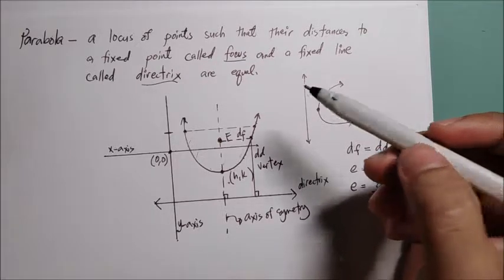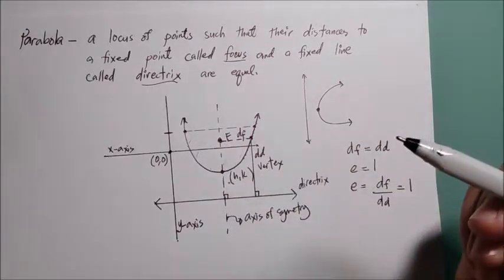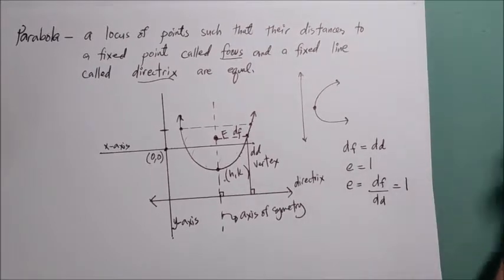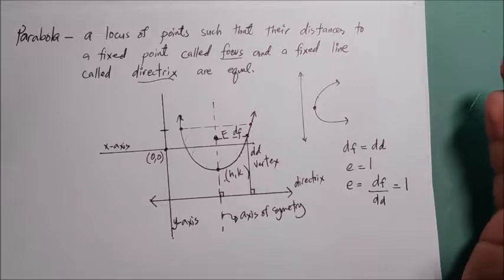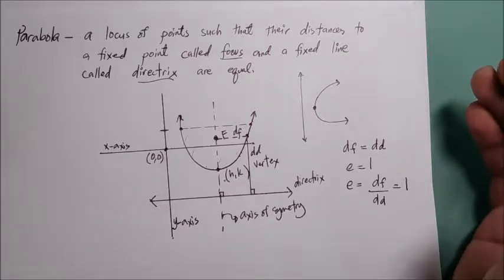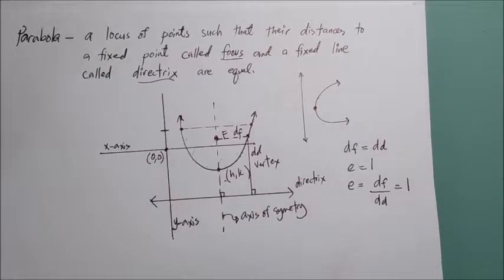Now, how to determine the location of the focus and the location of the directrix? Okay, that would be another topic. It is linked with this video at the end. We will discuss the elements of the parabola. But for now, we have to focus on the equations of the parabola, because the equation will determine the opening of the parabola, whether it opens upward, downward, to the left, to the right, or whether the axis of symmetry is not parallel with the x and y axis.